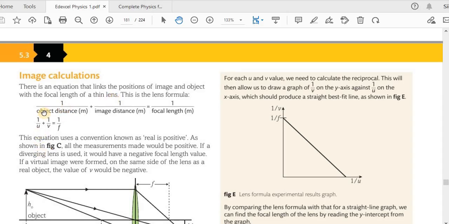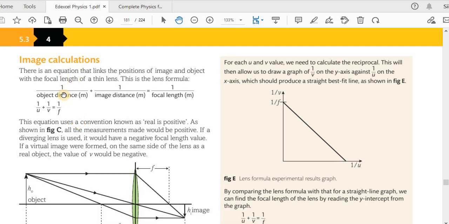See, object distance, image distance, focal length. U is the letter used for the object distance. V is the letter used for image distance, and F is the focal length. You have already seen that in the previous lesson also, F. So let's see how we can use this equation.